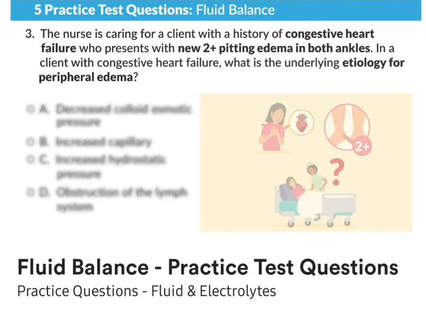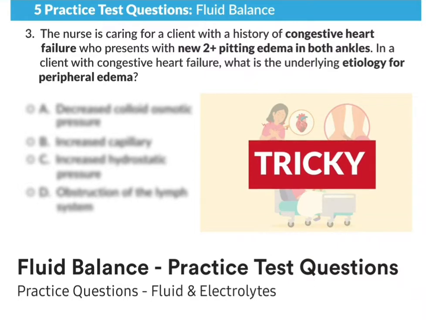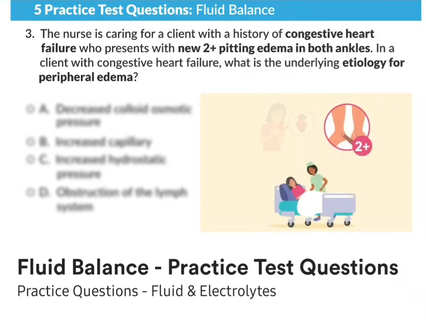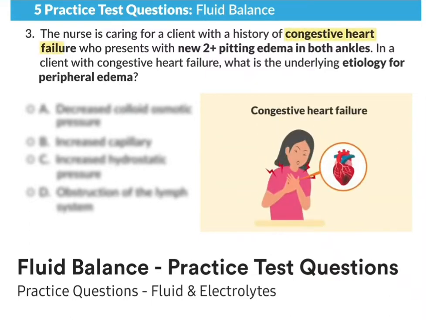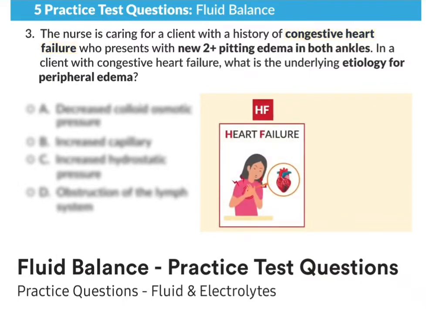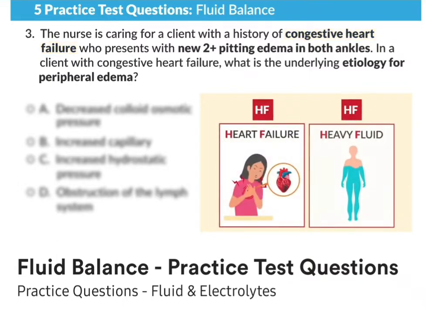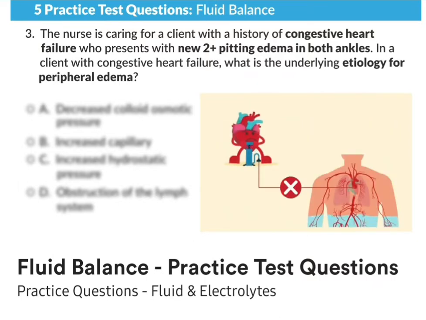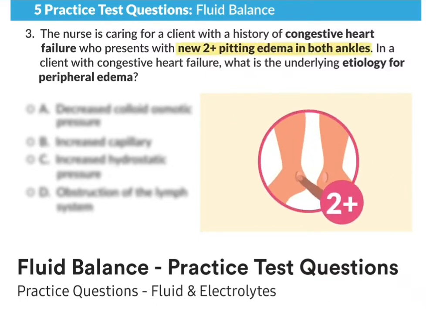Okay, before you look at the options here, I know this is a little bit tricky, especially if you haven't seen the video on heart failure yet. So let's review those key terms. Congestive heart failure. Anytime you see the word heart failure, just think HF for heart failure as HF for heavy fluid all over the body. As the heart fails to pump blood forward, it now backs up into the body and lungs from increasing fluid pressure. The next key term is new 2+ pitting edema in the ankles.